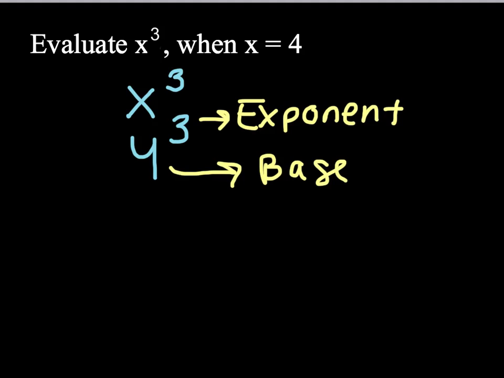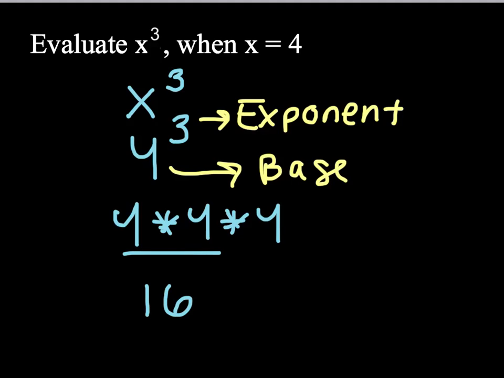To evaluate, we multiply 4 by itself 3 times because the exponent is 3. So we get 4 times 4 times 4, so it's the base, which is 4, times itself 3 times because the exponent is 3. And we know that 4 times 4, just this part here, is 16. So we can do 16 times 4. And 16 times 4 is 64. So 64 is your answer. And if you can do 4 times 4 times 4 in your head straight off the bat, you don't have to worry about doing it in 2 steps like I just did.